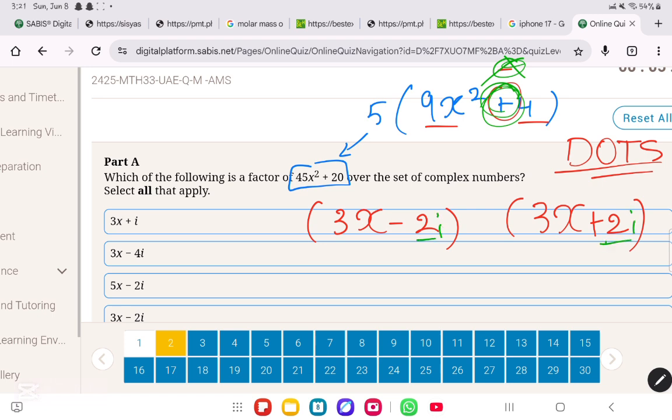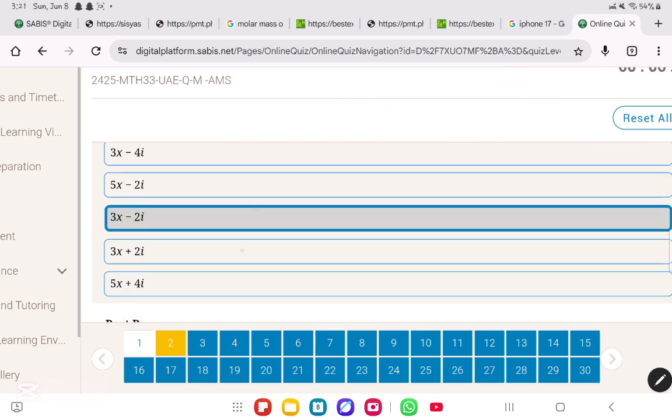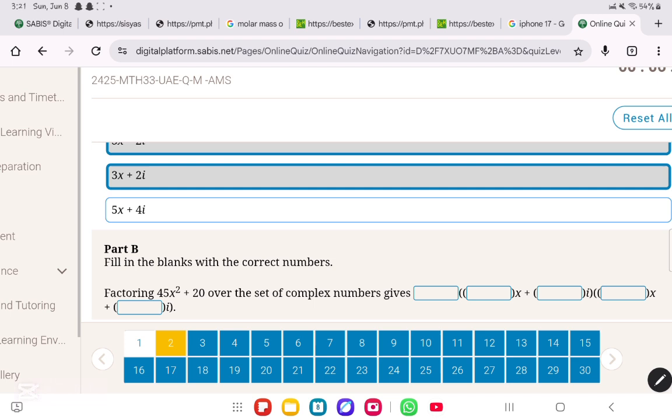So very simply, you got the factors. You have the first factor, 3x minus 2i, and the second factor, 3x plus 2i. And do not forget the 5 that you have outside. So the factors are 3x minus 2i and 3x plus 2i.